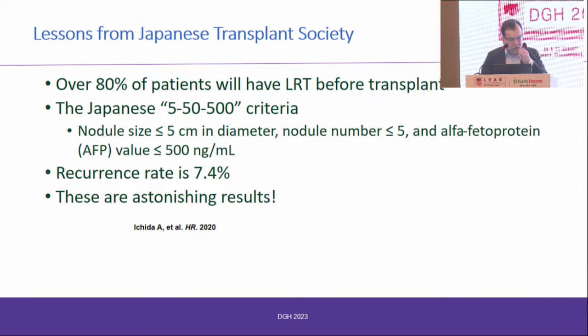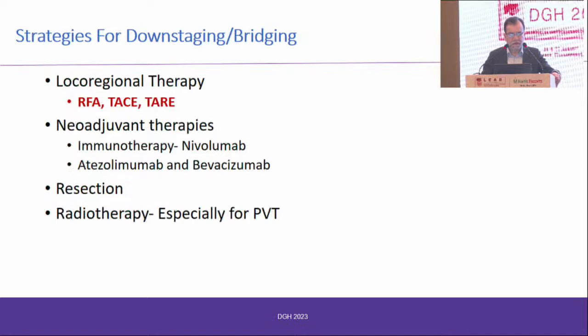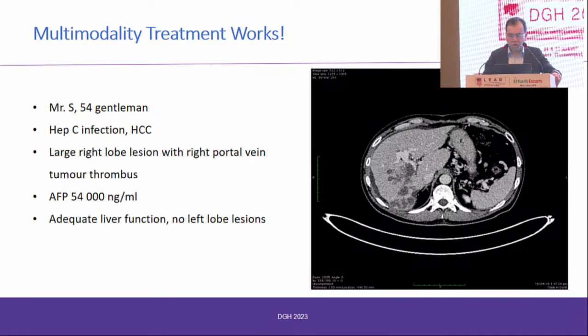These are really astonishing results and probably the best in the world. In the ILTS meeting this year, one of our fellows applied the Japanese criteria to our cohort and came up with a 12% recurrence rate. So obviously what we feel, and I think everyone will eventually veer around to, is that even if you are within Milan, you should look at some form of downstaging therapy, and we think resection may be an important modality in that.